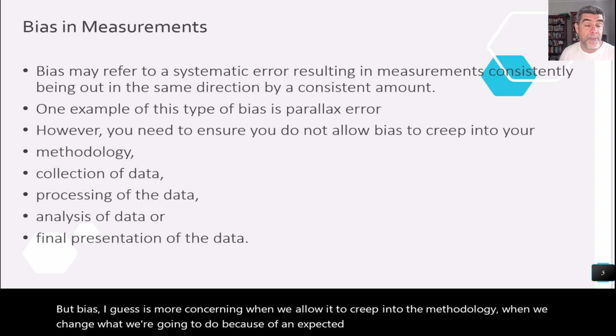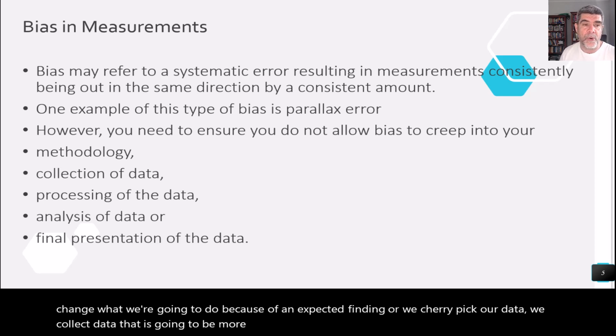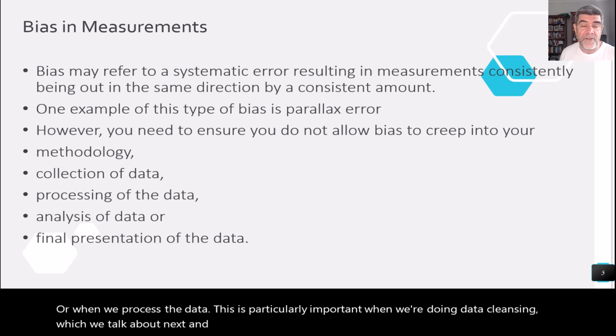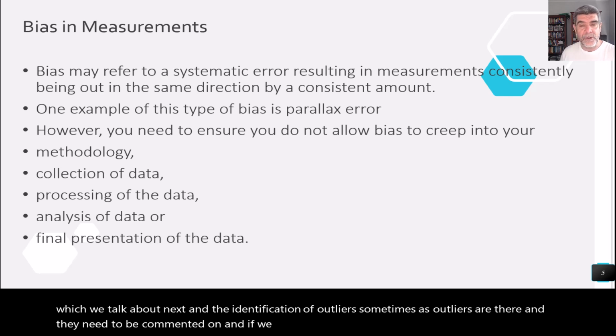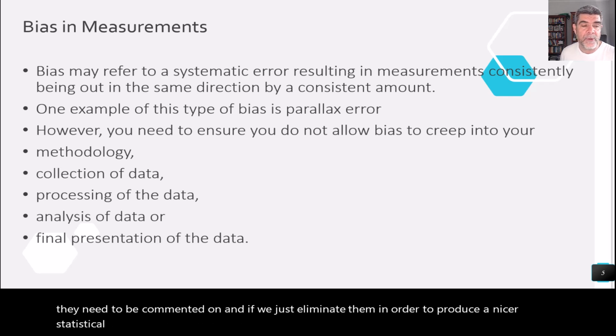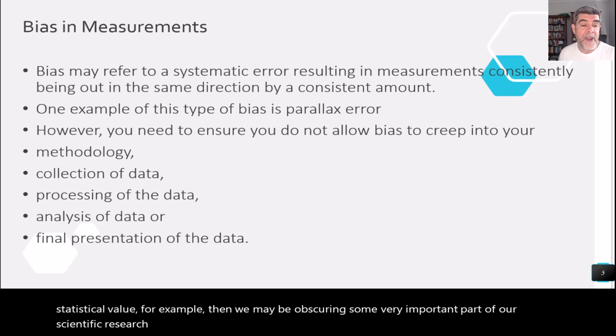Or we cherry pick our data, we collect data that is going to be more likely to support our point of view. Or when we process the data, this is particularly important when we're doing data cleansing, which we talk about next, and the identification of outliers. Sometimes those outliers are there and they need to be commented on, and if we just eliminate them in order to produce a nicer statistical value, for example, then we may be obscuring some very important part of our scientific research. Bias can also be part of our analysis of data.